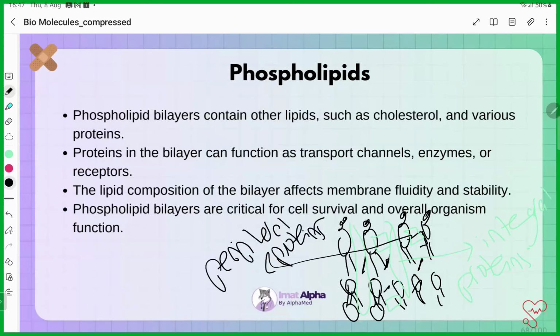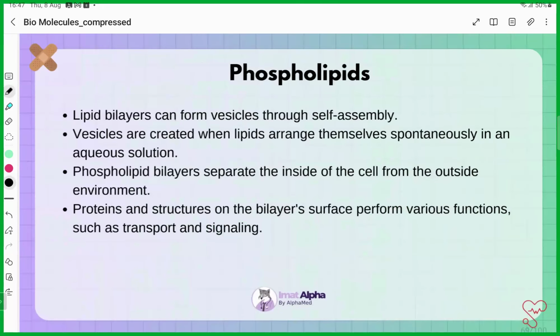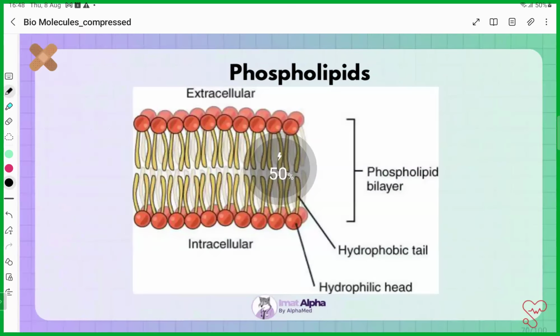Phospholipid bilayers are critical for cell survival and overall organism function. Lipid bilayers can form vesicles through self-assembly. Vesicles are created when lipids arrange themselves spontaneously in an aqueous solution. Phospholipid bilayers separate the inside of the cell from the outside environment. Proteins and structures on the bilayer surface perform various functions such as transport and signaling. Extracellular and intracellular. Here we have the hydrophobic tail, here we have the hydrophilic head, and this is the phospholipid bilayer.